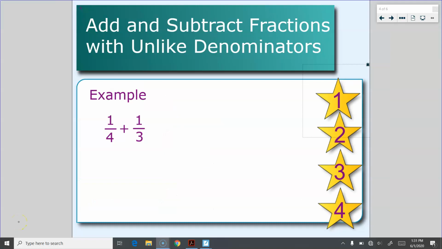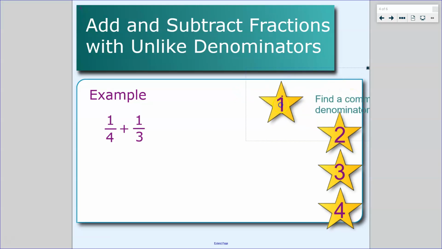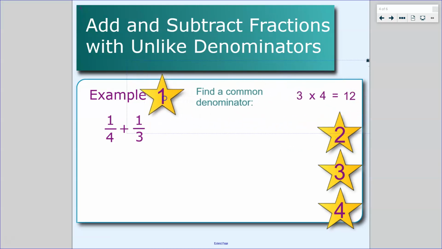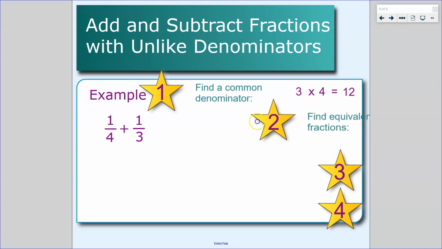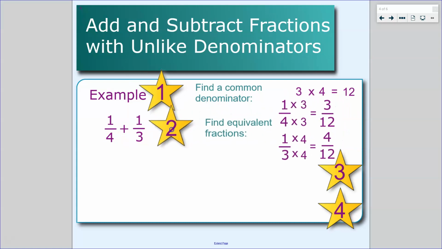Okay, so here's an example. I'm going to pull these stars just to remind you what you got to do here. First, you're going to find a common denominator. So both 4 and 3, the common denominator is 12. That's your lowest common denominator, and that's the route you want to go. So to get a common denominator, you got to find the equivalent fractions. So in order for 4 to get to 12, you got to multiply by 3. What you do to the bottom, you do to the top, and vice versa. So 1/4 is going to equal 3/12. 1/3 is going to equal 4/12.